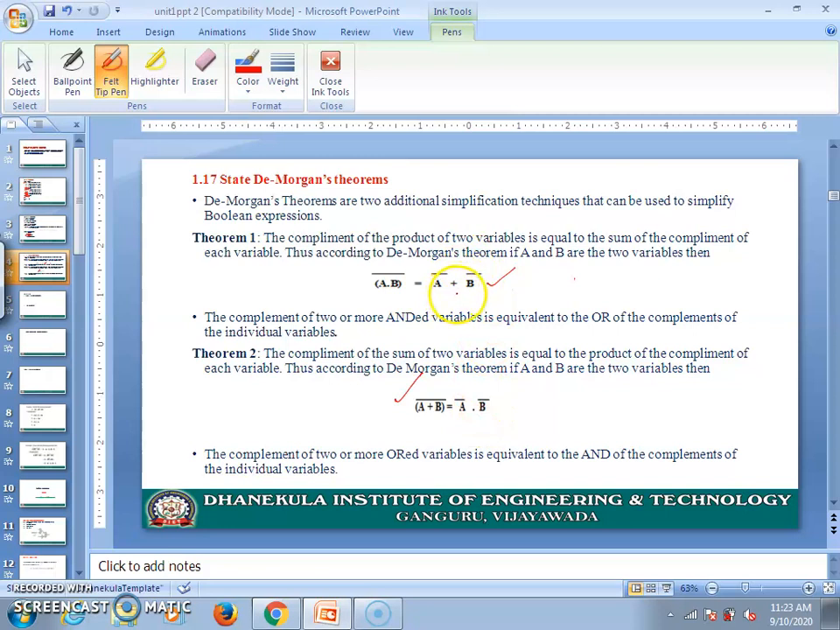While simplifying Boolean expressions, if you find A dot B whole bar, you can replace it by A bar plus B bar, or if you find A bar plus B bar, then that is replaced by A dot B whole bar. Depending upon your requirement, you may replace either way. Next, coming to the second law, A plus B whole bar is equal to A bar dot B bar. So you may replace A plus B whole bar by A bar dot B bar, or replace A bar dot B bar by A plus B whole bar. Depending upon the requirement, you may apply De Morgan's theorem.